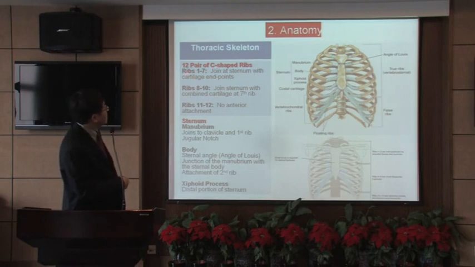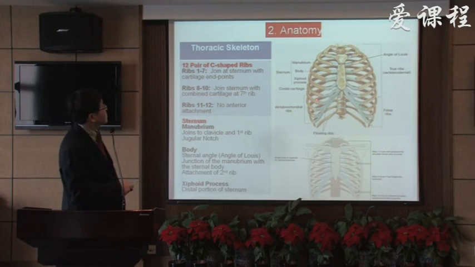Ribs 1 to 7 are called true ribs. Ribs 1, 2, 3, 4, 5, 6, 7 have cartilages that connect with the sternum. This is the angle of Louis, which connects with the second rib.